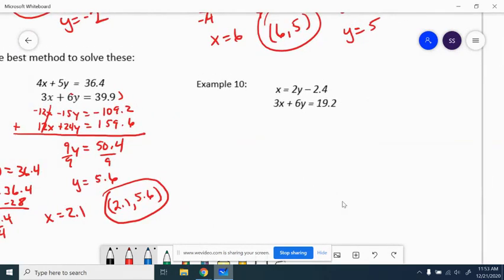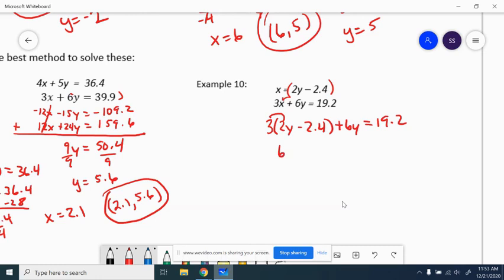Okay, number 10. What would be the best method to use here? Seeing how we already have a variable solved for it, it would certainly be easiest to use substitution. So I'm going to take this x is equal to 2y minus 2.4 and just plug this in for x. I'm going to rewrite the bottom equation with x substituted out. 3 times 2y minus 2.4 plus 6y is equal to 19.2. And I just need to solve this out.